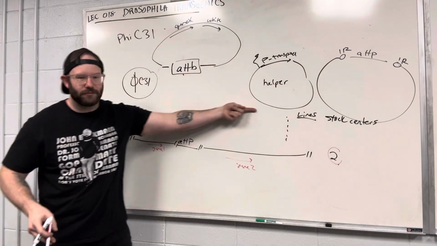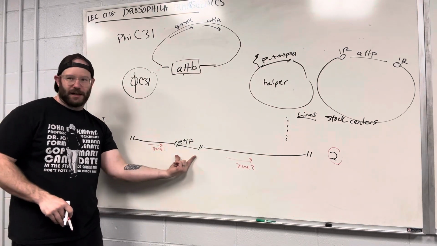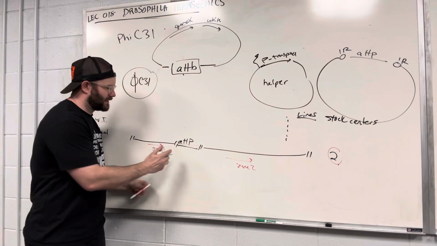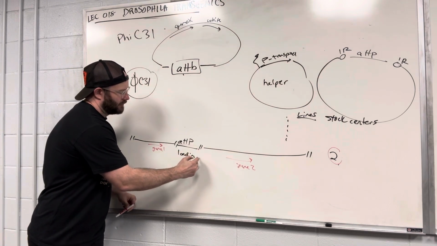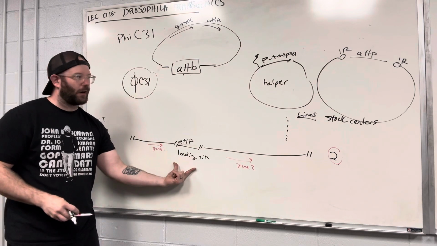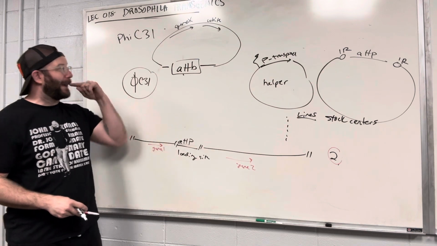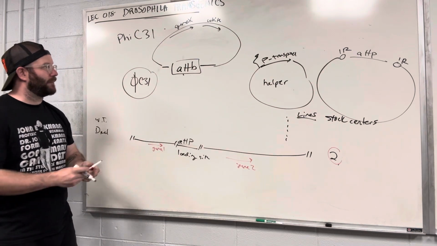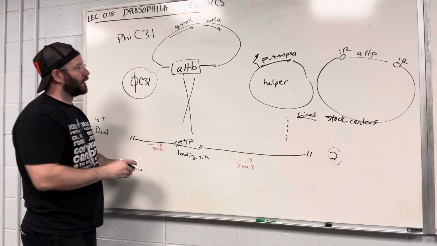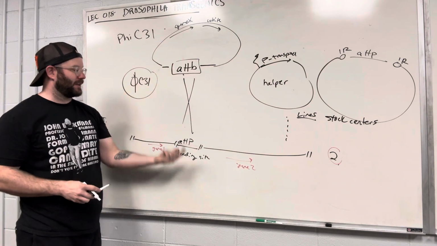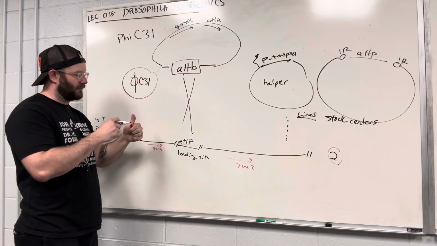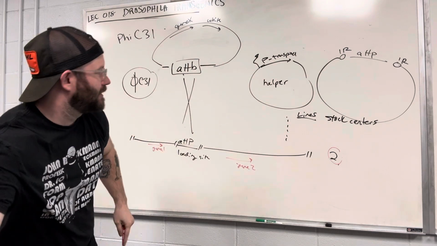All you need to do is look through the lines, find a line that has an ATTP landing site in the site that you want it, okay? And then you can get a recombination of this vector plasmid into that site using PhiC31 integrase, okay?